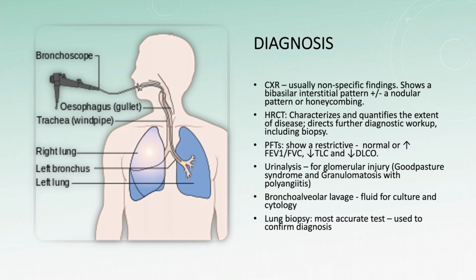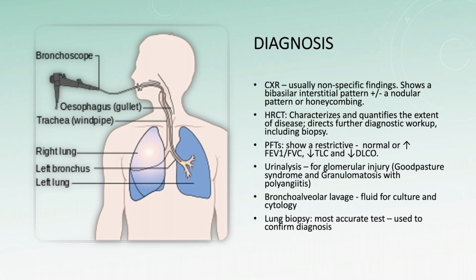PFT, as we already mentioned. UA you can get for glomerular injury that relates to Goodpasture's and granulomatosis, but we're not going to cover those in this lecture. A bronchoalveolar lavage is good. We can get the fluid and send it for culture and cytology. And then last but not least, lung biopsy is the most accurate test, and it's used to confirm diagnosis.